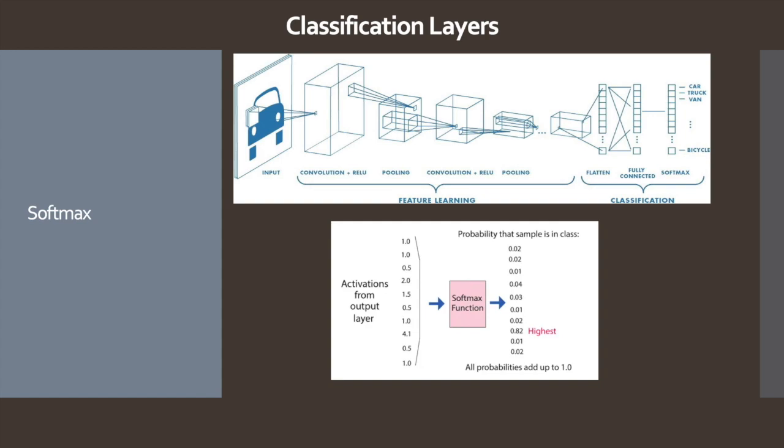The next layer of classification is softmax. In this layer, the output from the fully connected layer is converted into a probability number between 0 and 1, which represents the probability that the sample image belongs to a particular class. This last layer gives us the classification result of the CNN.